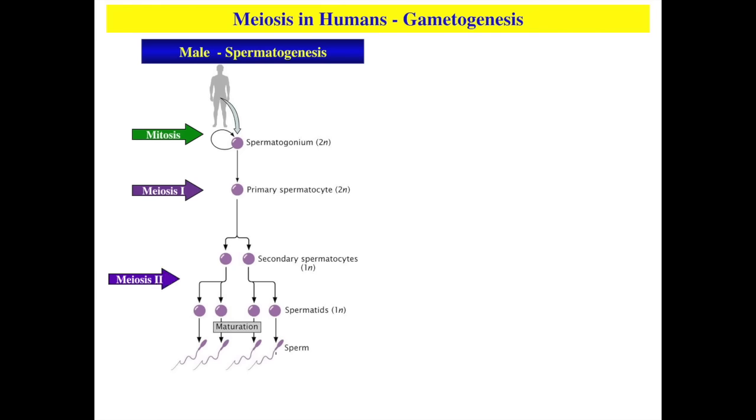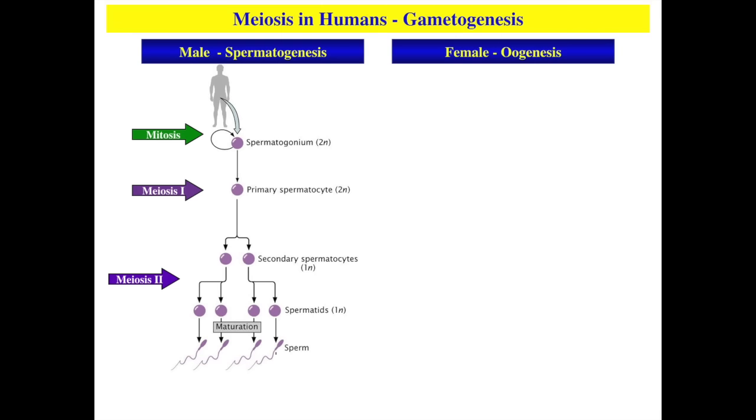During the process of meiosis, you produce these secondary spermatocytes, that are 1n. By the time meiosis II is completed and cytokinesis is complete, you have 4 equally sized cells. These are the spermatids. These are all haploid, and they mature, their cell structure reorganizes, and they become sperm.